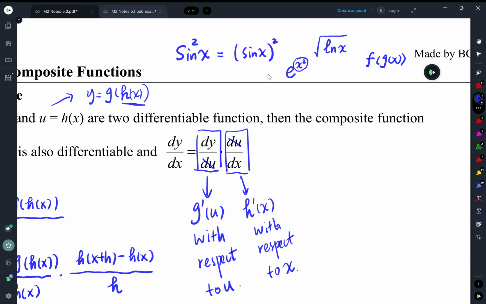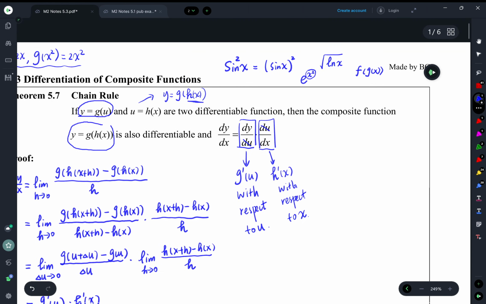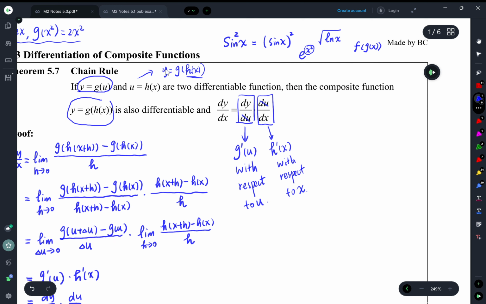Okay? You have the original function and then you have another function put in, and that's a composite function. So let's read the rule. The rule is called the chain rule. So you have two functions, y equals g of u and u equals h of x. They are two differentiable functions.